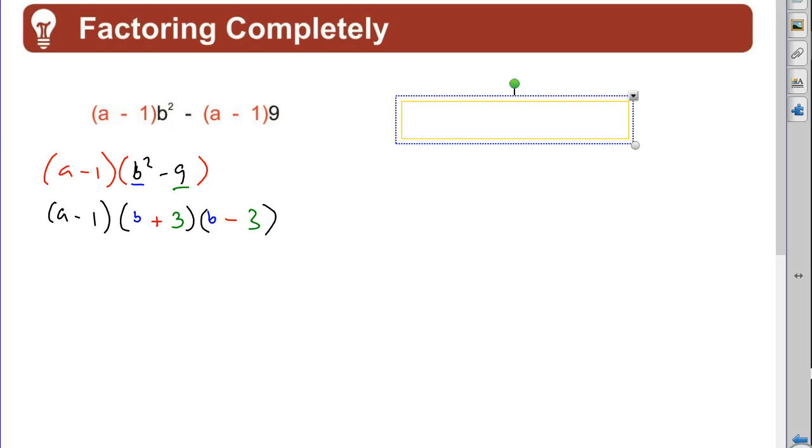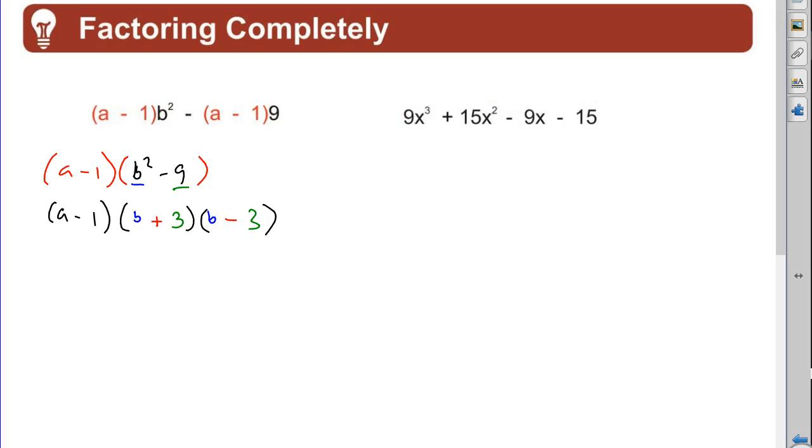All right, let me show you one other situation here, factoring completely. All right, remember, first off, factor out any common factors first. So I see a common 3 here. All right, when I do that, I get 3 times x cubed plus 5x squared minus 3x minus 5. Now, what I want to do next is I want to try to factor this polynomial, and I want to try trial and error.